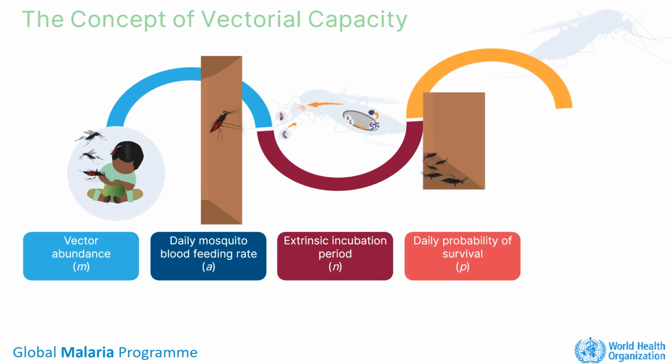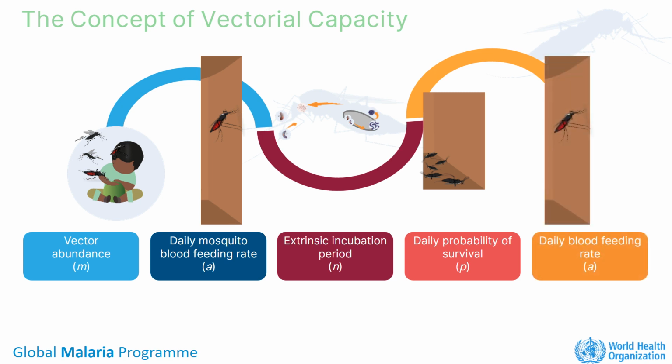The mosquito's daily probability of survival is P. Most mosquitoes will die during sporogeny, and only a few will survive the extrinsic incubation period to become infective. The proportion of mosquitoes that will survive the extrinsic incubation period to have infective sporozoites is represented by P raised to the power of N, or the daily probability of survival raised to the number of days required for sporogeny. The people bitten by mosquitoes that survive the extrinsic incubation period will be infected.